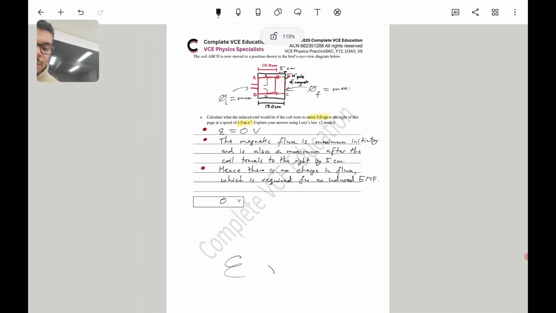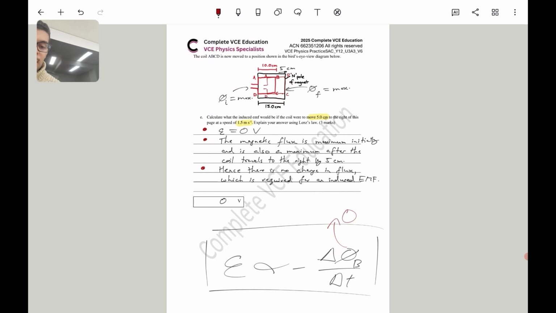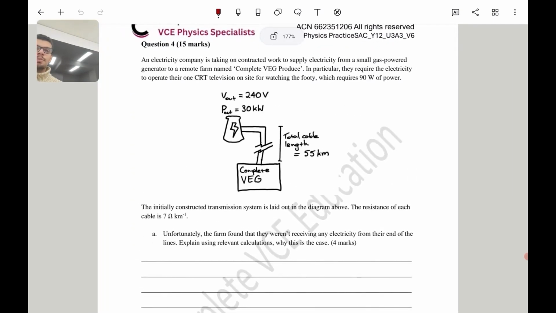So EMF is proportional to negative delta flux over delta T. That's Lenz's law, which adds a negative. And right now, we know that this delta flux term is 0. Therefore, this EMF will also be 0. Okay, perfect. Now let's move on to the next part, part 4.